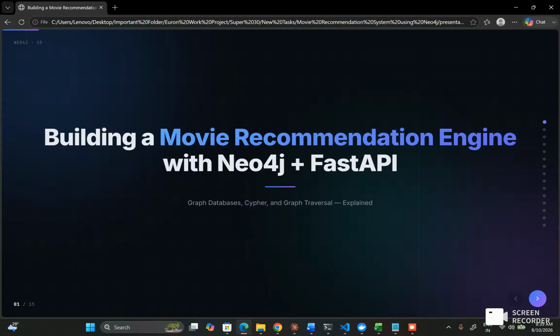I'm going to walk you through the entire thing, how it is structured, what every file does, and the actual query language behind it, called Cypher. So, by the end, you will understand graph traversal, Cypher queries, and you will have seen 4 real features go from an idea to a working API endpoint. So, let's get into it.